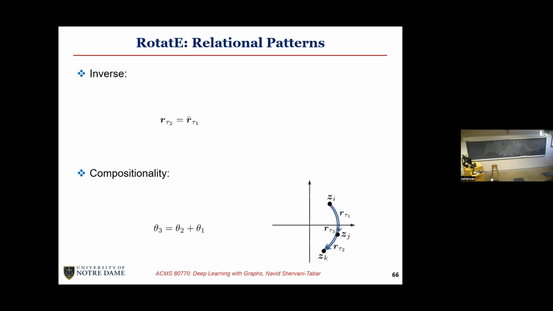So essentially, the way we can learn compositionality is that we learn some embedding that represents some angle theta 1. And for the second relation type, we learn some embedding that rotates with angle theta 2. Our third embedding, for relation type 3, should rotate our initial point with angle theta 3, which is the sum of theta 1 and theta 2.